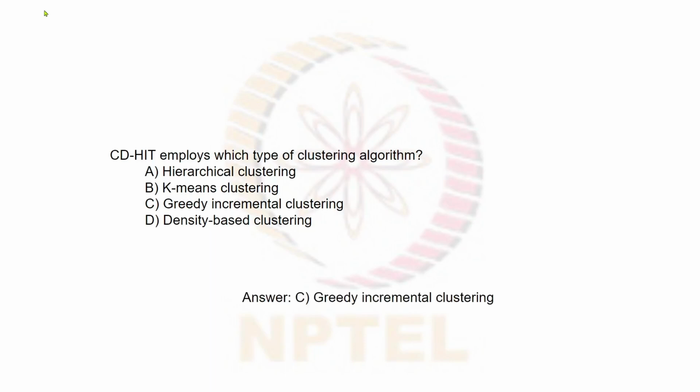So CD hit actually uses greedy incremental clustering. This is the default method. So in this method it selects a seed sequence as an initial representative for the first cluster. This seed sequence is often the longest sequence or the most abundant sequence in the dataset. Then CD hit iterates through the remaining sequences in the dataset and adds them to the existing clusters or creates new clusters based on their similarity to the existing representatives. So sequences are added to the clusters if their similarity with the cluster representative exceeds a specific threshold.